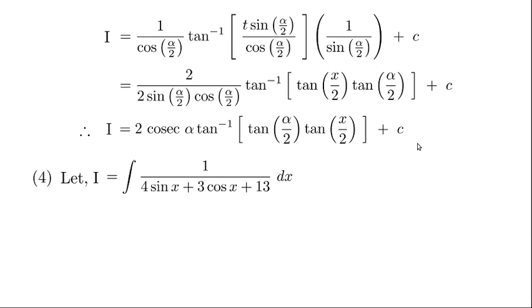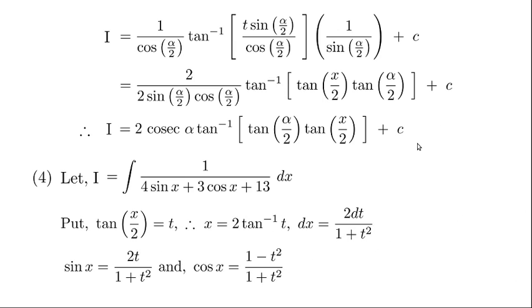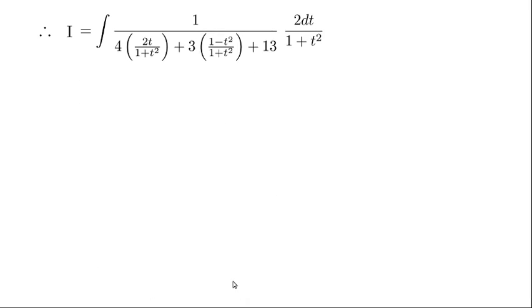So here the method is same. Tan x by 2 equal to t, x equal to 2 tan inverse of t, therefore dx equal to 2 dt upon 1 plus t square. And here both sin and cos are there, so I have taken both sin and cos here. And on substitution it becomes integration of 1 upon 4 times sin x, which is replaced by 2t upon 1 plus t square. Here 3 cos x is replaced by 3 times (1 minus t square) upon 1 plus t square, plus 13, and dx is replaced by 2 dt upon 1 plus t square.